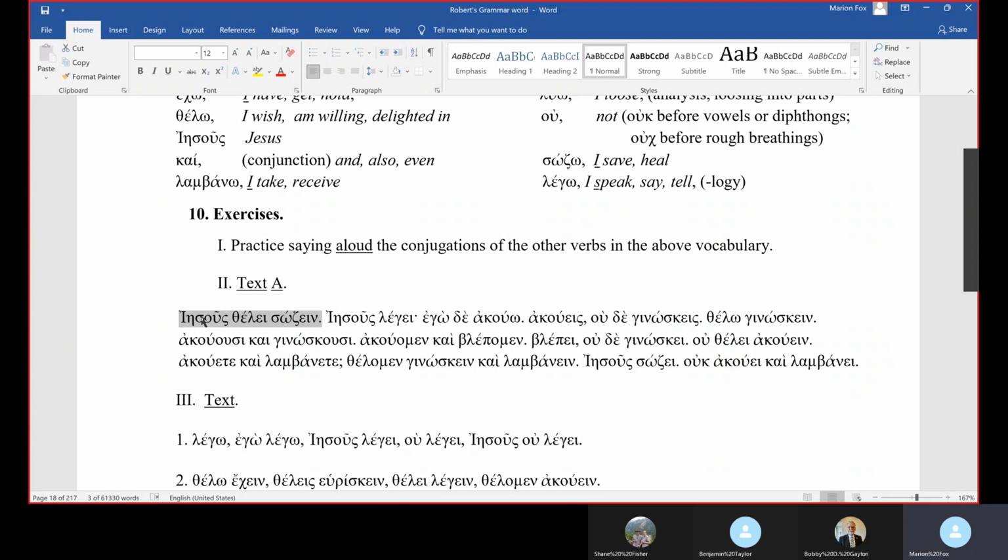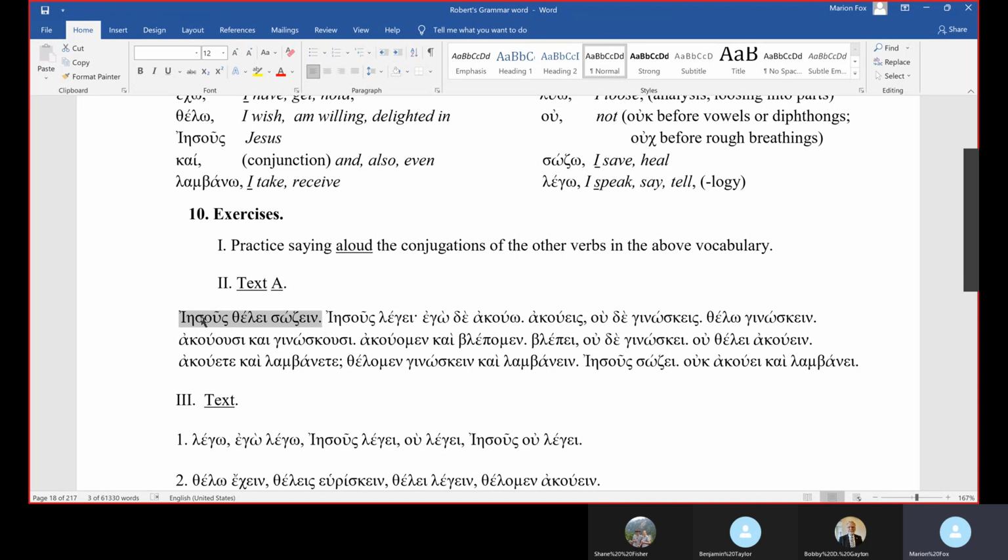Okay. Jesus thelei sozein. Now, someone translate that for me. Jesus is who? Jesus desires to save. And so what kind of action? What can you say about his desire from this verb? Is it a momentary desire? Ongoing? Does it fade away, or is it something that continues? Continuous. It continues. So this says Jesus desires and continues to desire.